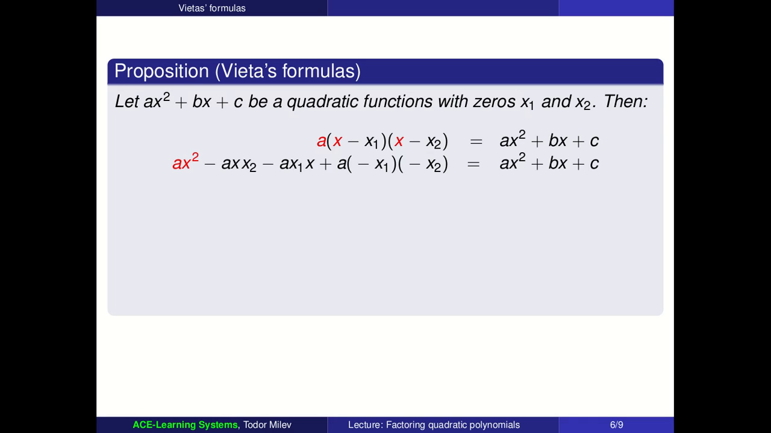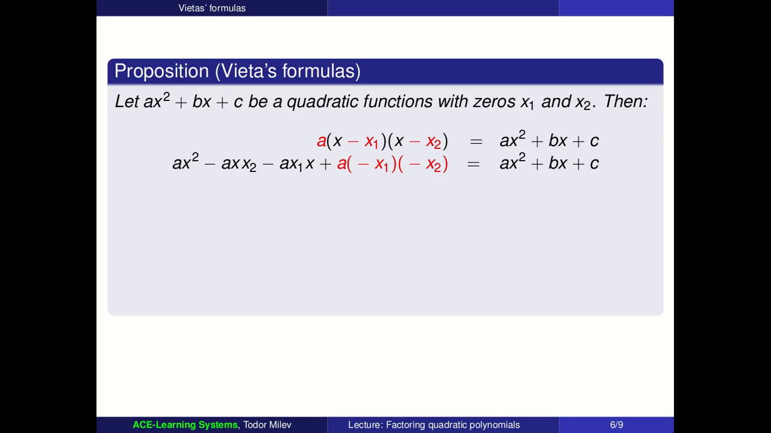A times x yields ax squared. Next, a times x times negative x2 is the second term. Next, the third term is a times negative x1 times x. That's the third term. And the final last term is a times negative x1 times negative x2.